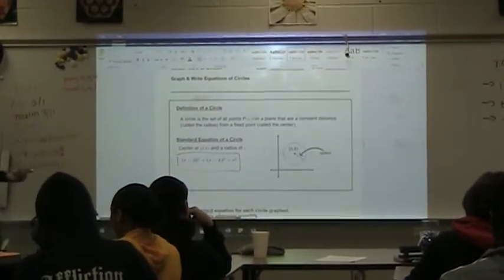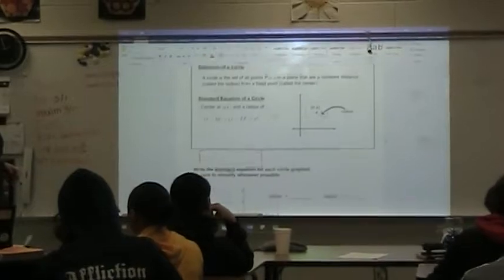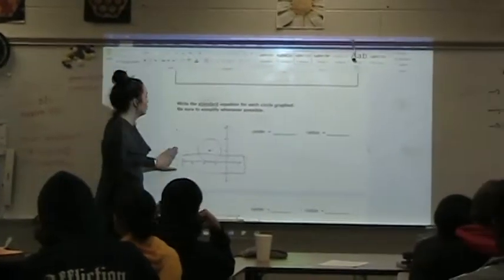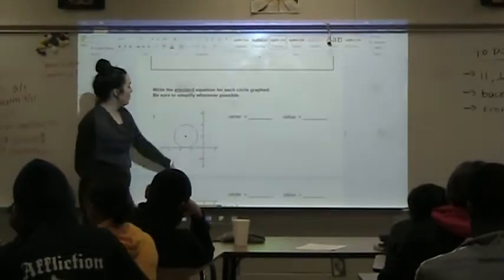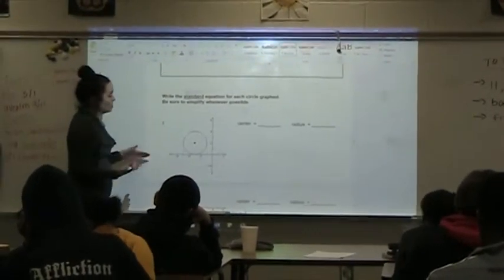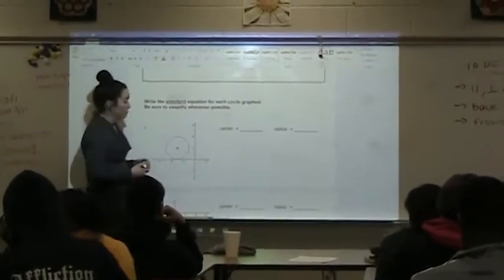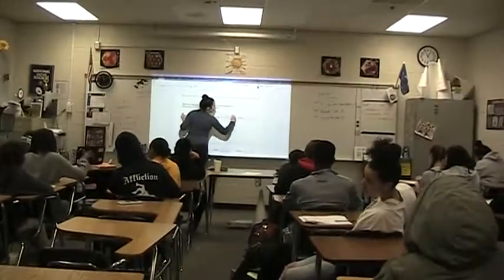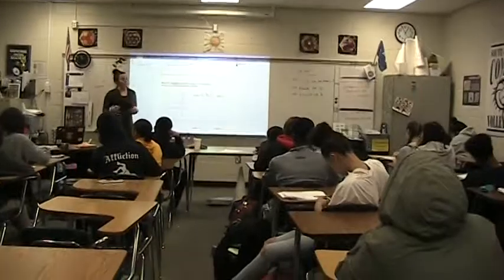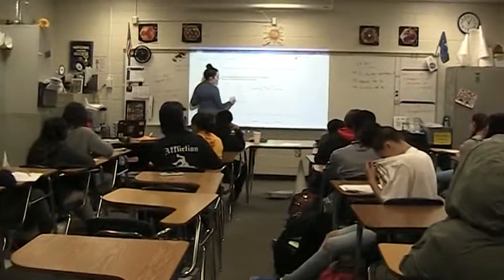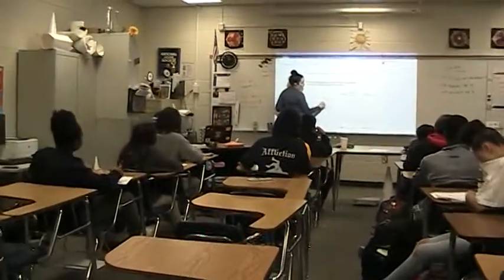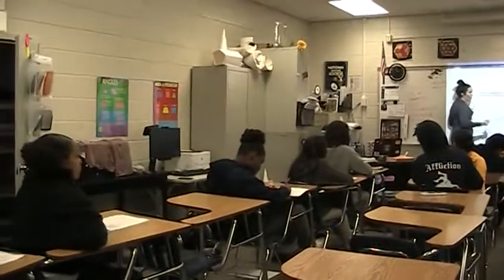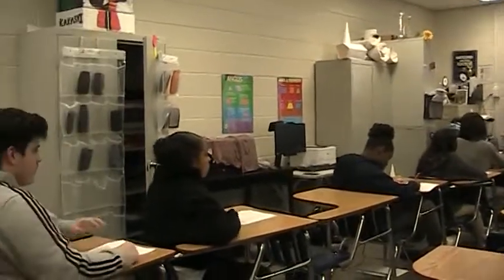All right, so now what do we do with the equation? Down here, it says, write the standard equation for each circle graph. Be sure to simplify whenever possible. So my first question to you is, what's the center? -3, 2, right? Now, in order to figure out what the radius is, I'm going to start from the center and travel however many units over to where this circle is. 2. So how many? 2.